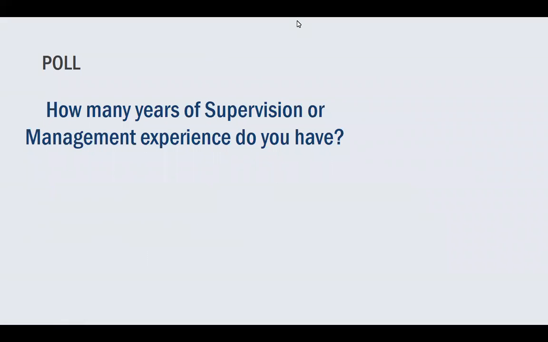All right, we have our first poll just to get us warmed up here. Our first poll is, how many years of supervision or management experience do you have? 1 to 5, 10 to 15, more than 15, or you're looking to step into supervision. If you can just take a minute to do that. I see people are coming in. Looks like we have quite a few that are wanting to step into supervision. If you haven't voted yet, I'm going to give it about another 10 seconds.